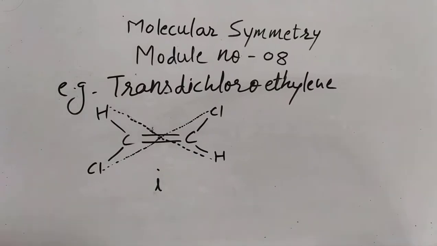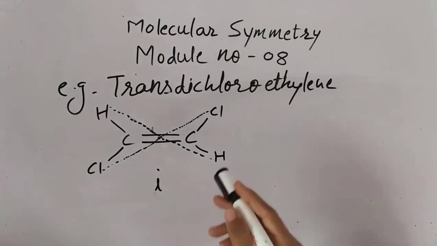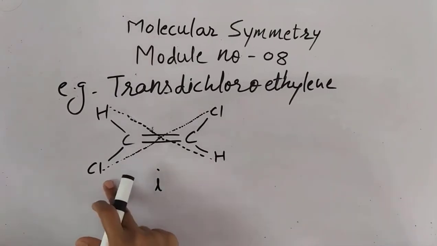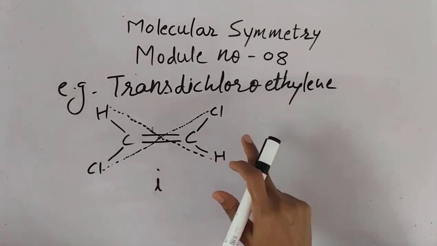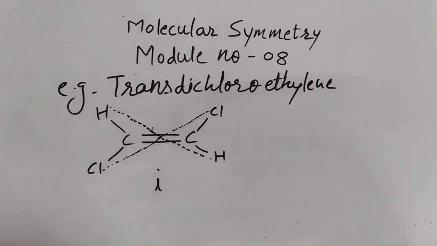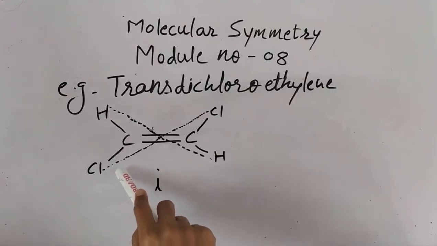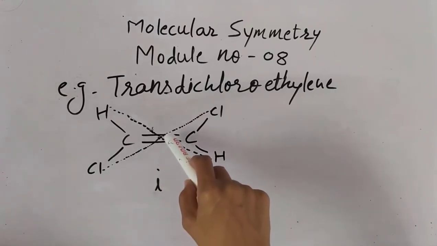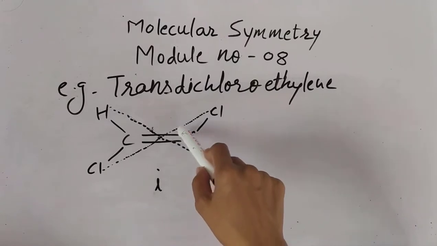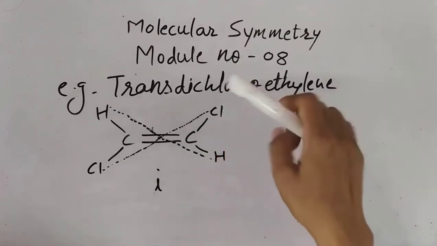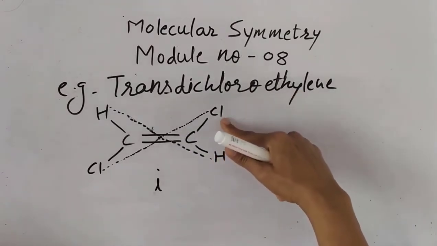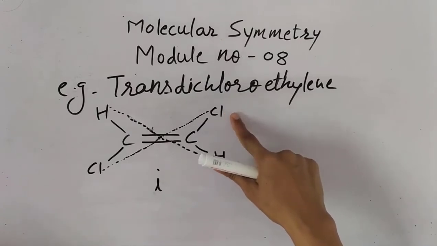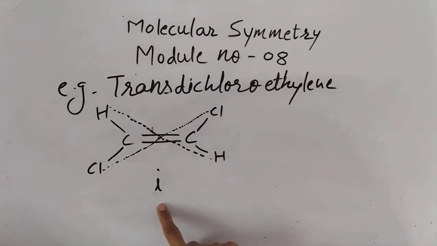Alright. One more thing after the definition: this should happen for all the atoms in a molecule. Are you getting the meaning? Whatever definition of i we have seen, if a line is drawn from any atom, passed through the center of that molecule and extended in the opposite direction, and if the same atom appears at equidistance and in the opposite direction, then we say that i is present.